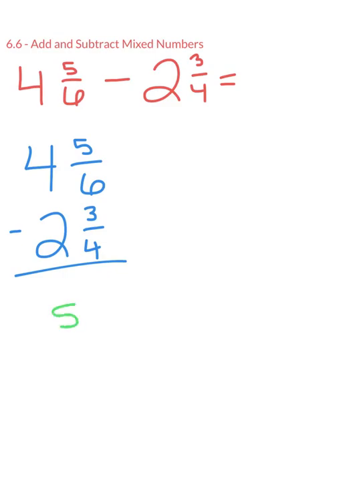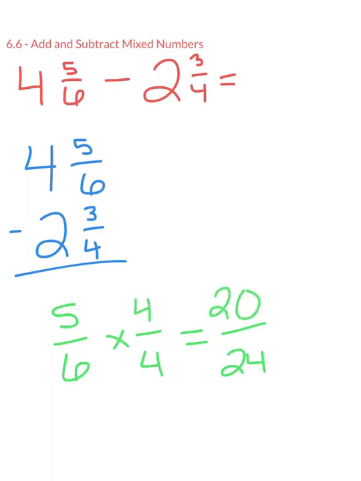All right, so I'm going to change 5/6 so that it has 24 as a denominator. I know 6 times 4 is 24, so I multiply by 4/4. So 5/6 is equal to 20 24ths. So 4 and 5/6 is equal to 4 and 20 24ths.